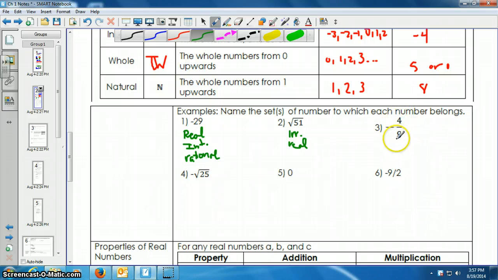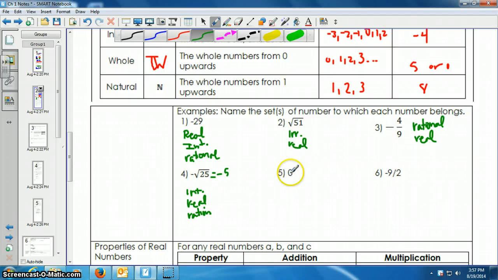Negative 4 over 9, well, we can see that it's a fraction, so we know that it's a rational number. And it's also real if it's rational. Square root of 25 is 5, so really this reduces to negative 5. So it's going to fall into a couple more categories here because it is the square root of a perfect number. So it is an integer, negative, it is real, and it is rational.